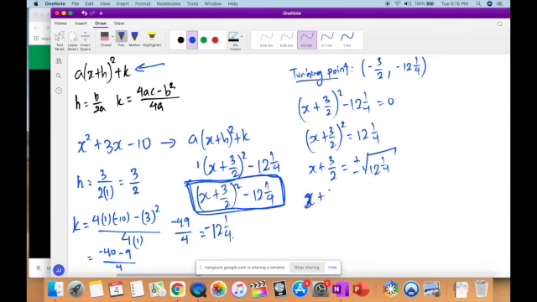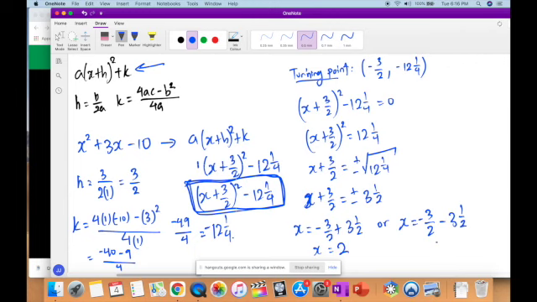x plus 3 on 2 is equal to plus or minus 3.5. Right? So now x is equal to negative 3 on 2 plus 3.5, because I threw over the 3 on 2, or x is negative 3 on 2, because I threw over the 3 on 2, minus 3.5. So this one here, x is 2. And I have a feeling this one is going to be x is negative 3. Okay? So 3, no, wait, no, that is not. This one here is x is going to be negative 5.